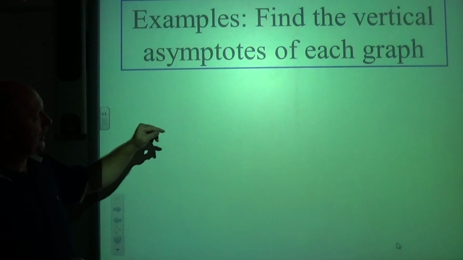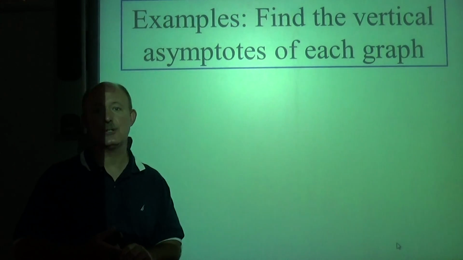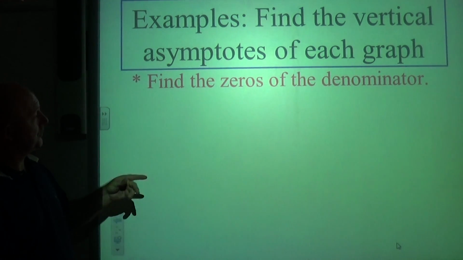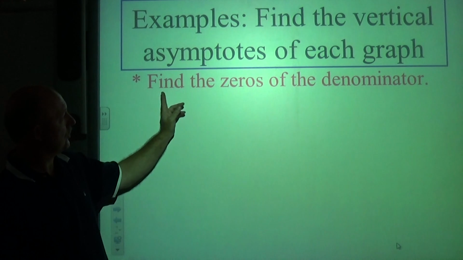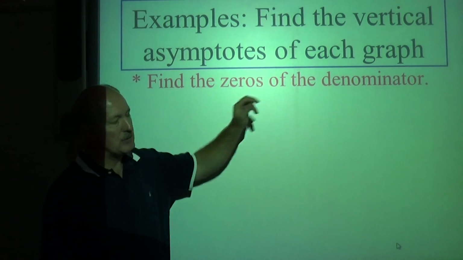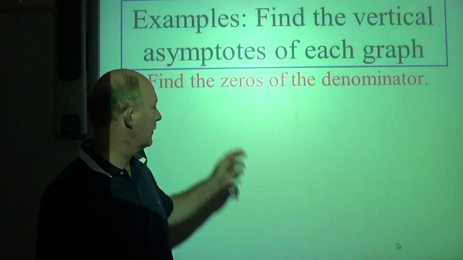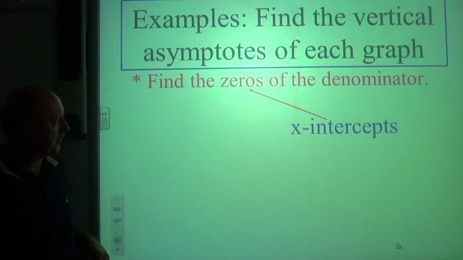Now let's look at a couple of examples. Find the vertical asymptotes of each graph. Let's start off with this first example here. Just remember, when you're getting vertical asymptotes, all you're really doing is simply finding the zeros of the denominator. If it's a rational function, you just have to find the zeros of the denominator, pretty much.